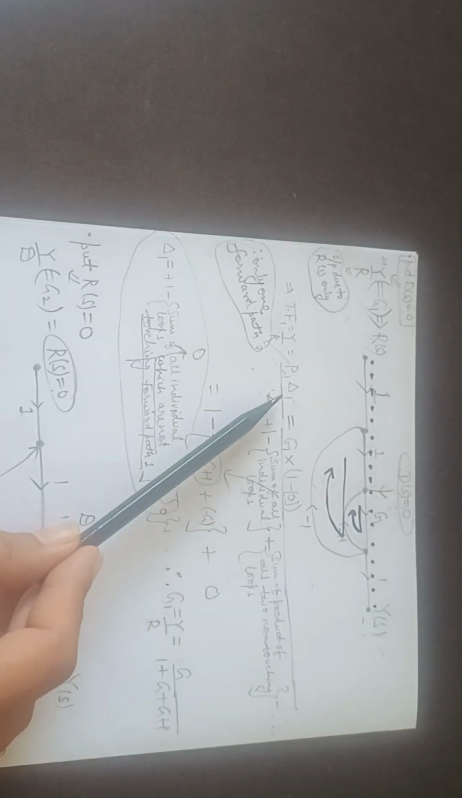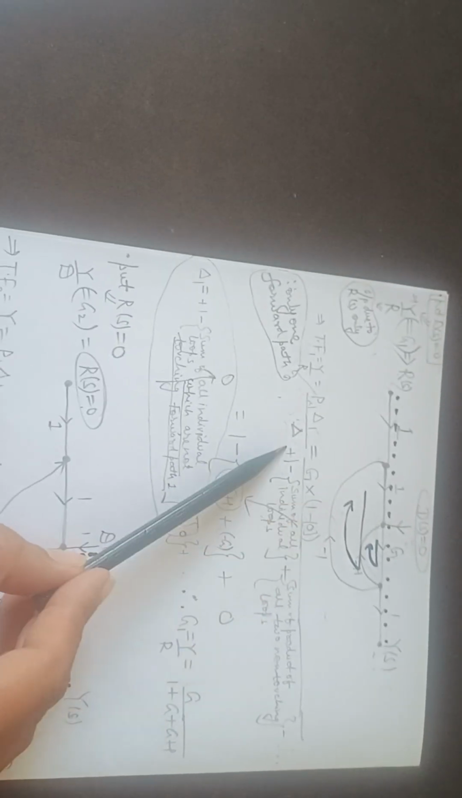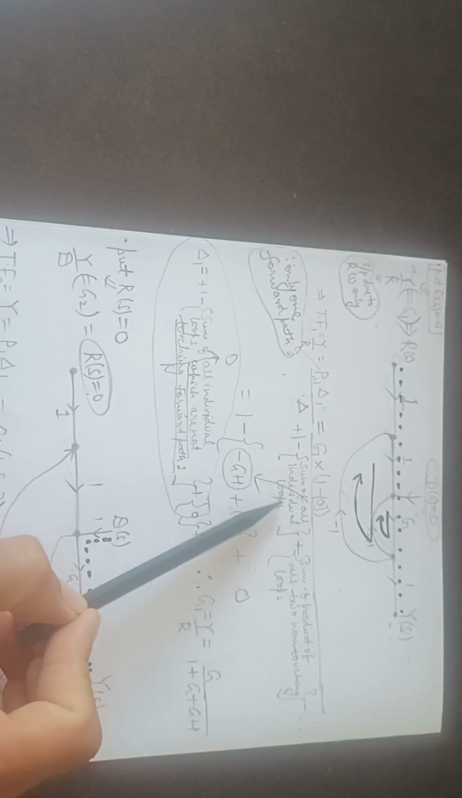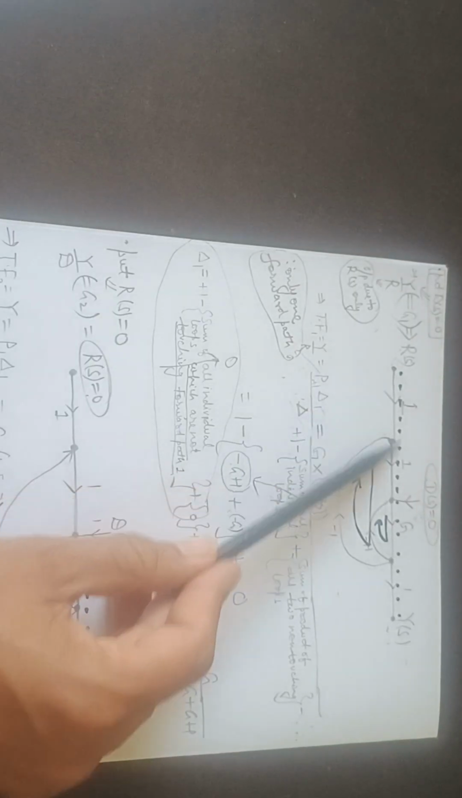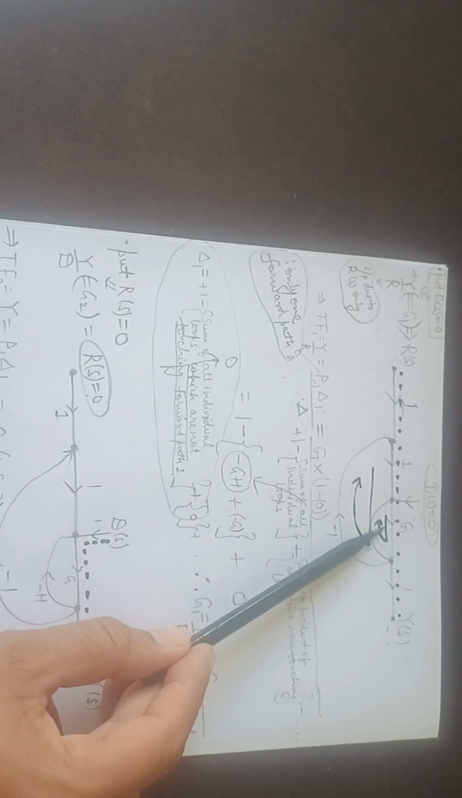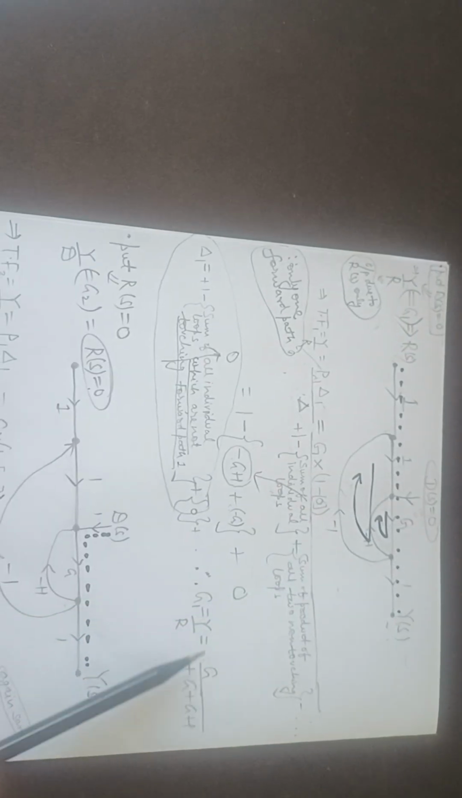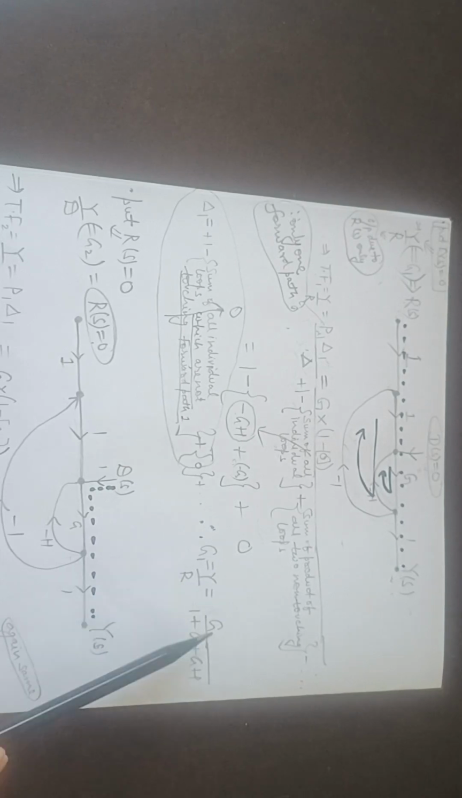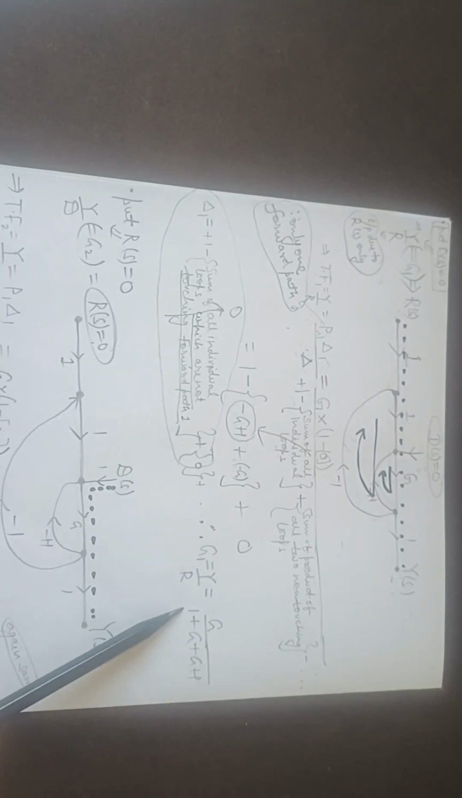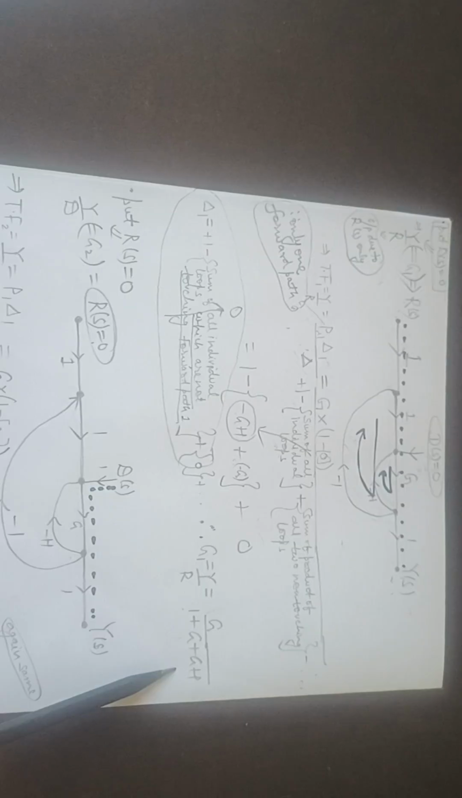Delta 1 is nothing but 1 minus sum of all individual loops which are not touching forward path 1. Since both the loops are touching forward path 1, this is 1 minus 0 only. So basically G1, which is Y by R, is nothing but G upon 1 plus GH plus G.